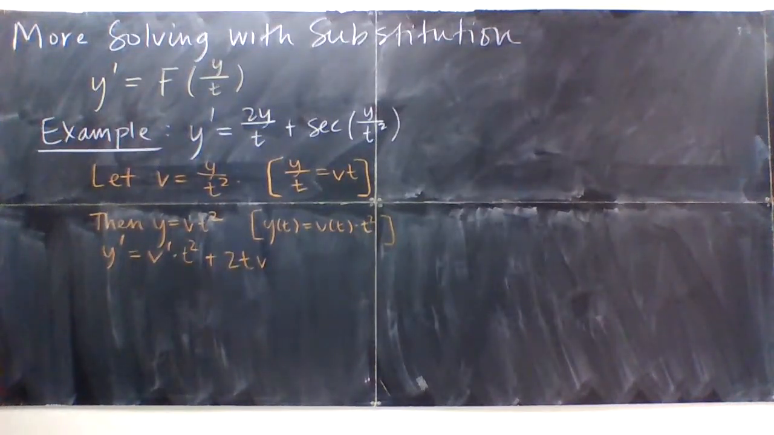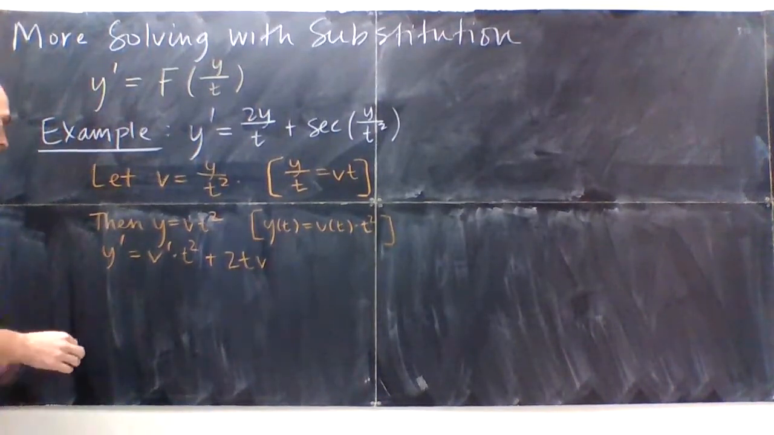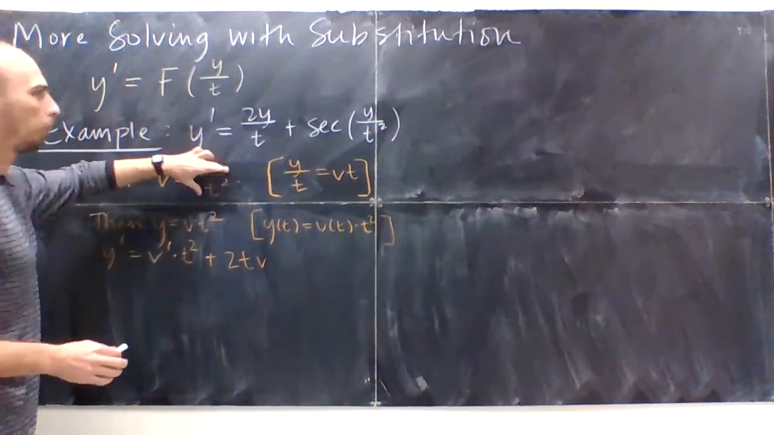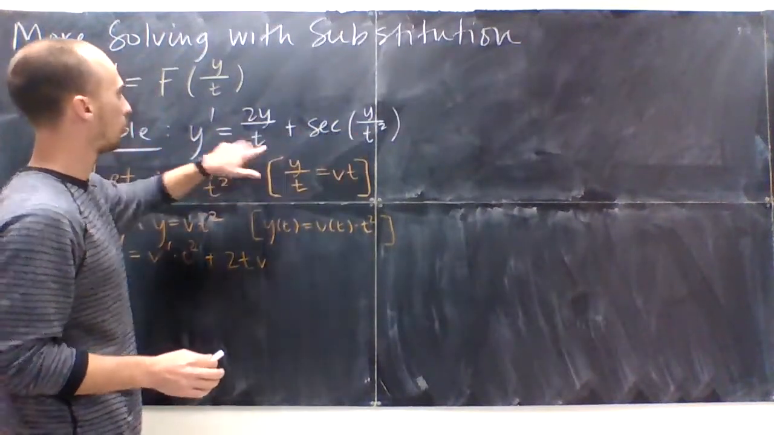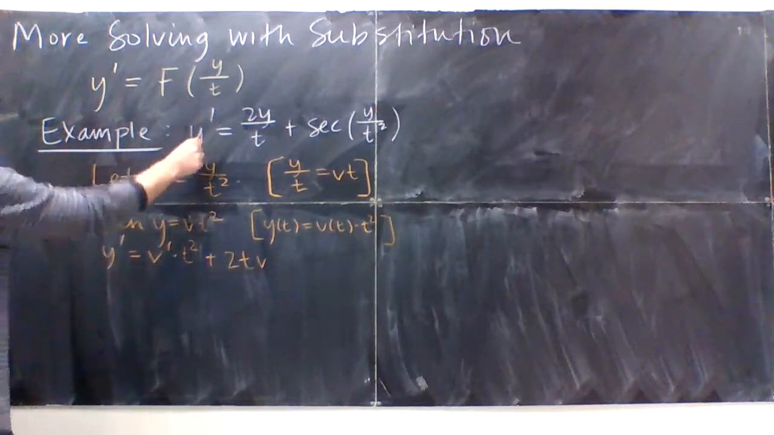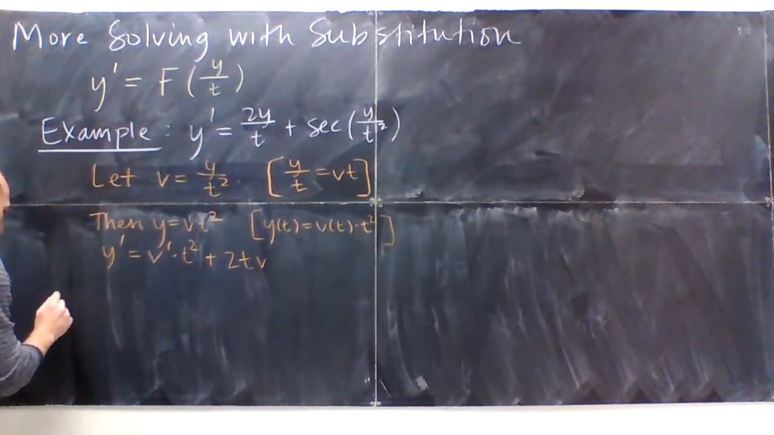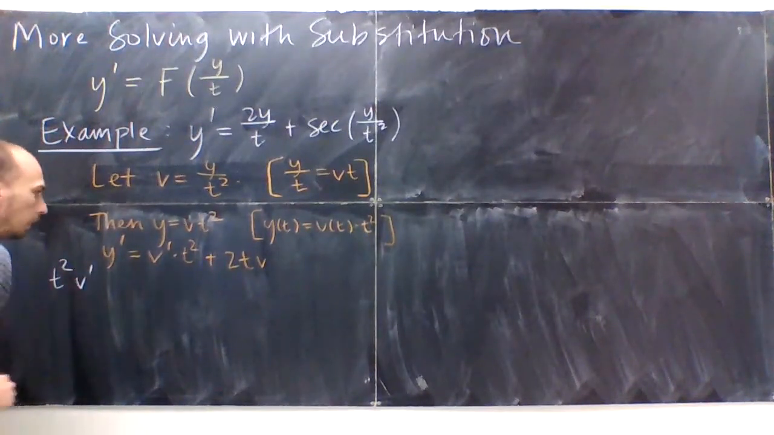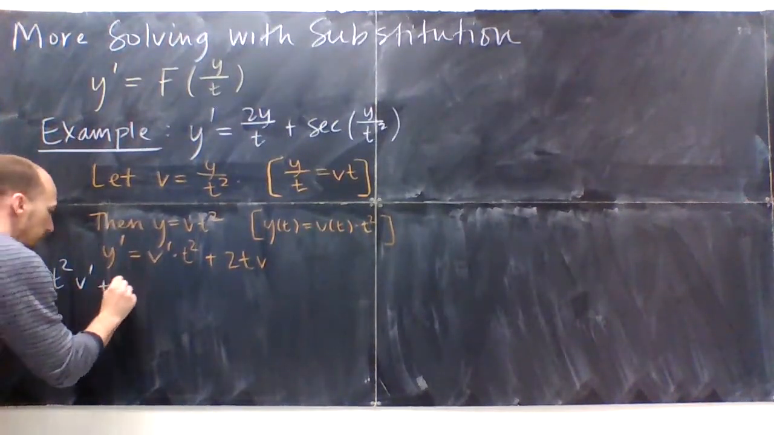And now I've got all the pieces ready for substituting, right? I'm going to take this and put it in there, and then I'm going to put v inside of the secant, and I will express that as 2vt. So y prime is equal to v prime t squared, maybe I'll call it t squared v prime, plus 2tv.